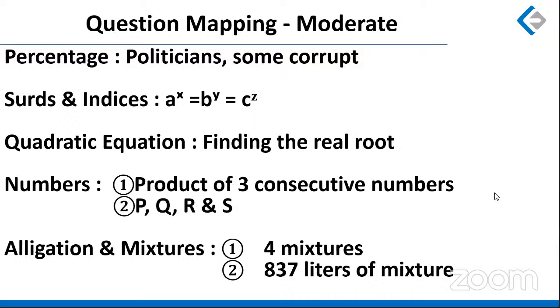But the only thing was, you would have been distracted by the time just by looking at 4 ratios, 4 mixtures with ratios given to you. Similarly, in the second one, 837 liters were there. The ratio of 2 liquids is given, and then a little bit of follow-up, and you would have an answer quite quickly.